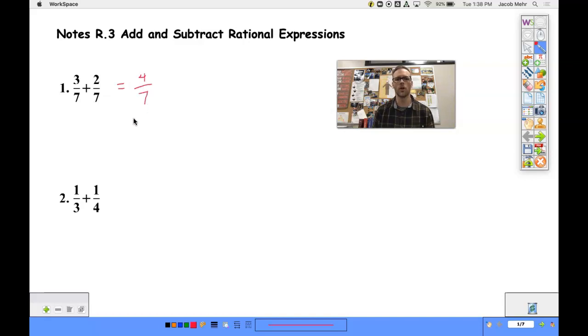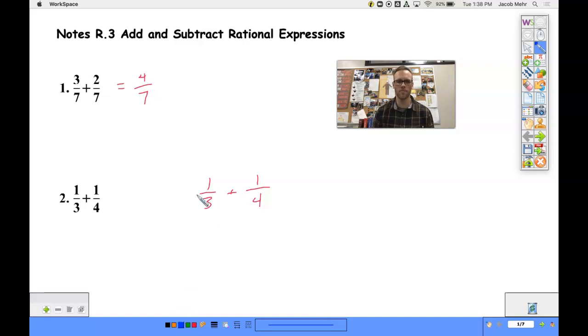That would be 5/7. So a reminder, when we're adding fractions, we add the numerators and leave the denominator the same as long as they have a common denominator. Okay, now let's take 1/3 plus 1/4. These do not have a common denominator. What would the least common denominator be, the LCD?